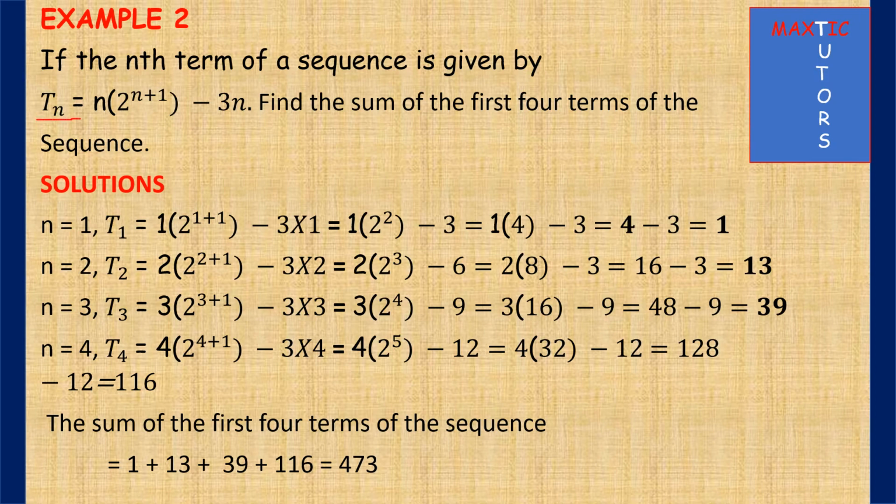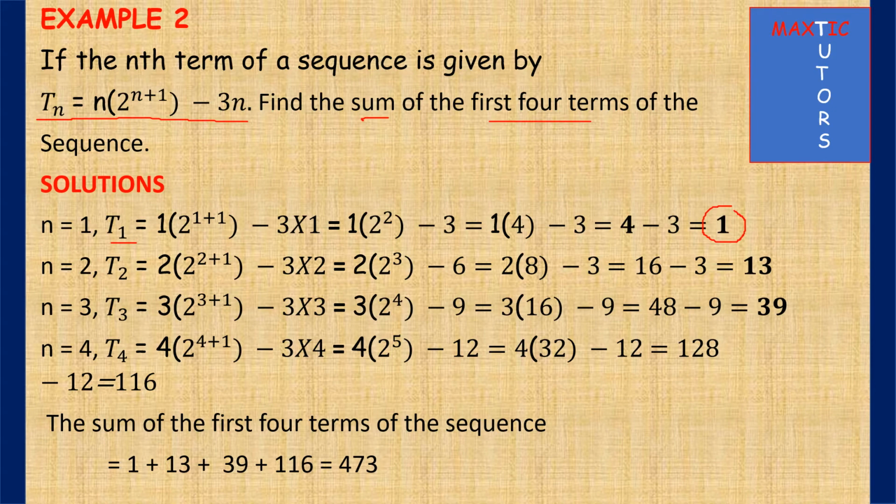If Tn equals this formula, find the sum of the first four terms. So that means we're going to find the first four terms, just like we did in the previous example, and now add them together. So for this formula, n equals 1, that means T1 is equal to 1 when you substitute the value of n equals 1.